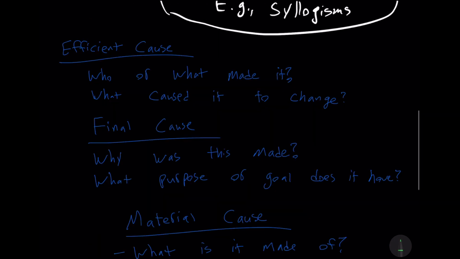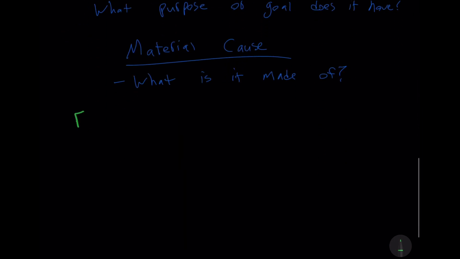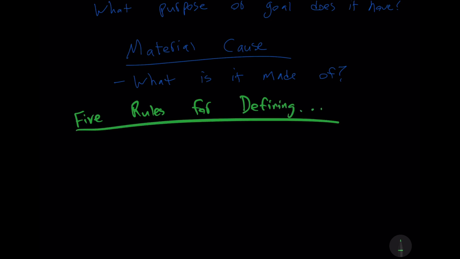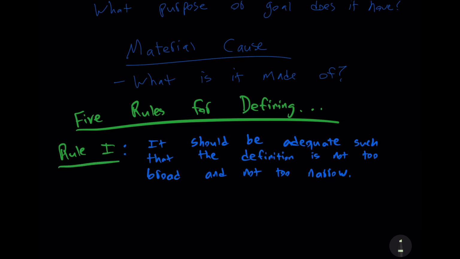Finally, let's consider 5 rules for defining. So now that we have a layout of different types of definition, let's think about the rules for defining. So rule 1. It should be adequate such that the definition is not too broad and not too narrow. That is, the definition should have an equal extension as the terms.